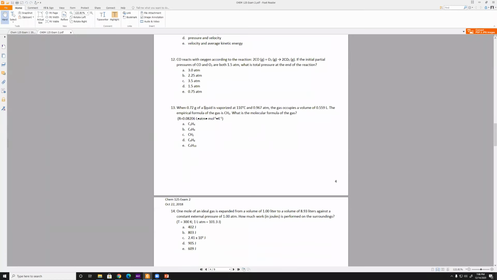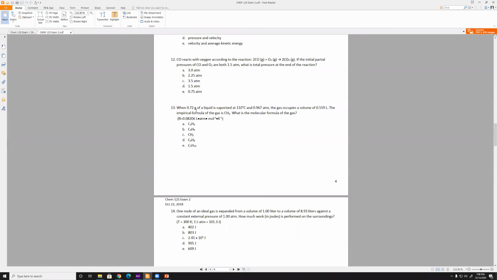So here we go. So when 0.72 grams of a liquid is vaporized at 110 and that much atm, the gas occupies that many liters. The empirical formula of the gas is that. What's the molecular formula? All right, so you can do PV = nRT, and then you're going to solve for n. And since you have the grams, you're going to say the grams divided by the molar mass is the n.